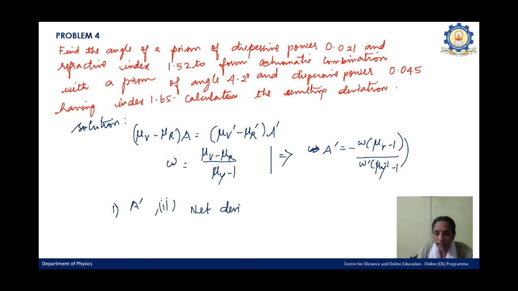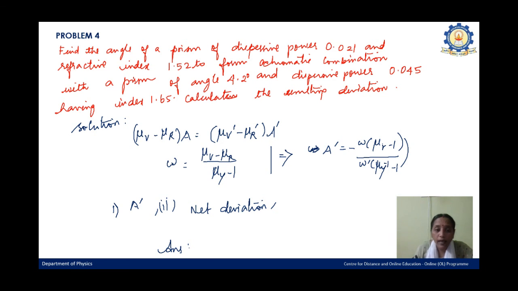So I'll just project the net deviation expression now. Net deviation is nothing but you use the same equation as A prime, and then multiply with the 4.2, which is the angle of my prism. So angle of the prism, and you will get a value with a negative sign. So this negative sign indicates that the prisms are combined in opposite direction. So this problem you can take as homework and you can find out the solution like this.